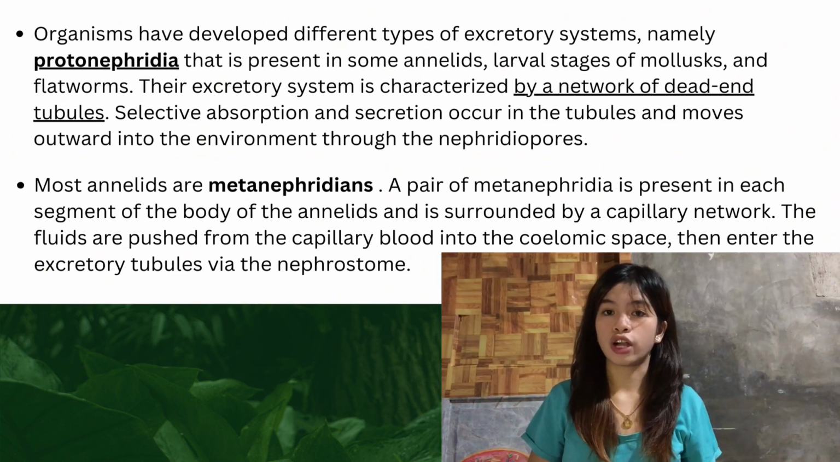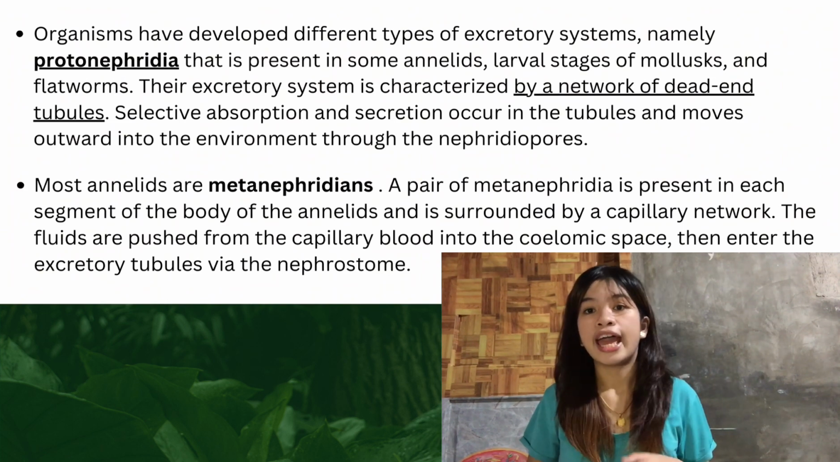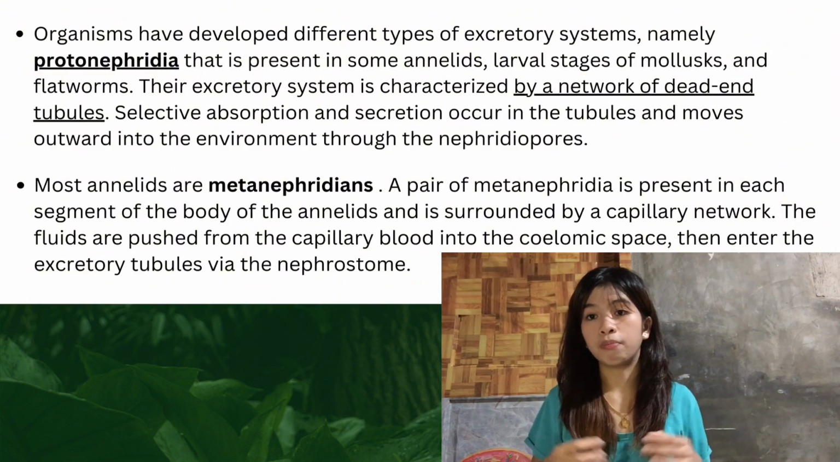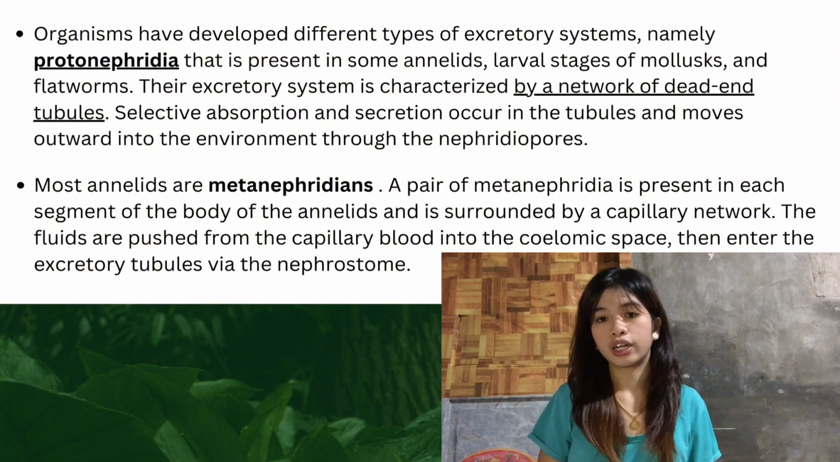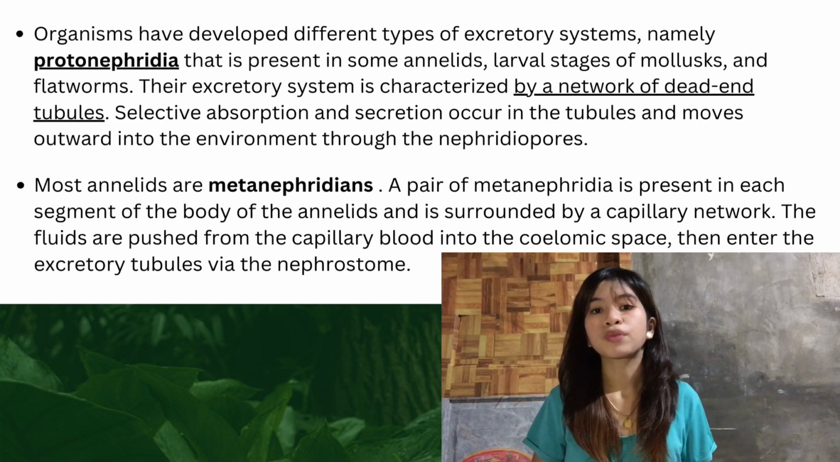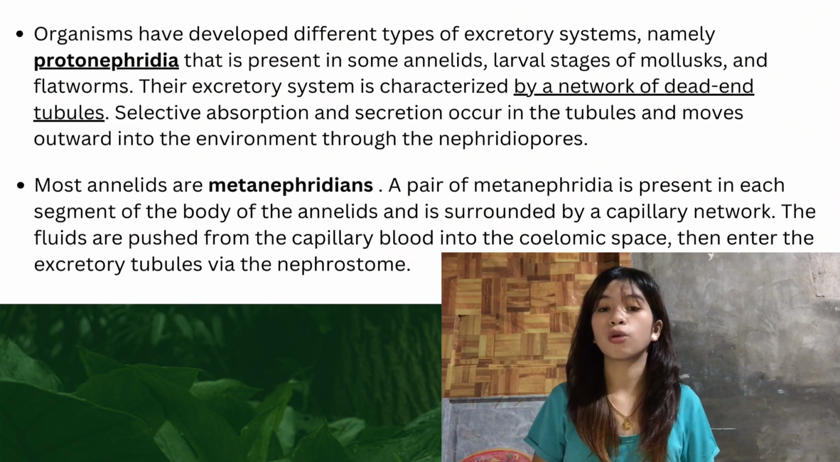Most annelids are metanephridians. A pair of metanephridia is present in each segment of the body of the annelids and is surrounded by a capillary network. The fluids are pushed from the capillary blood into the coelomic space, then enter the excretory tubules via the nephrostome.